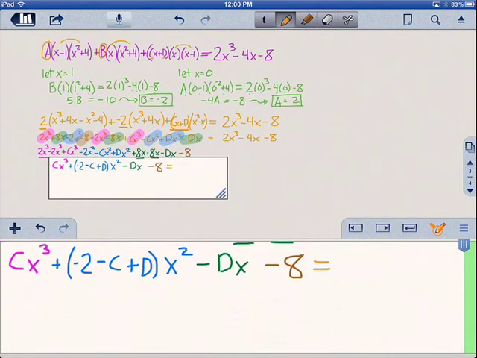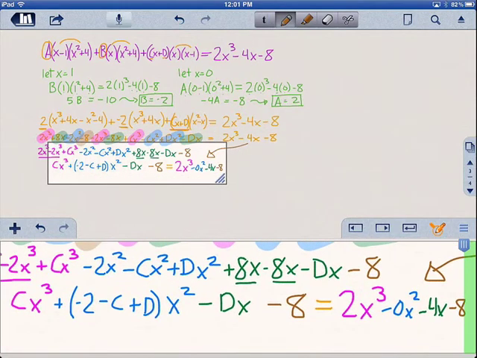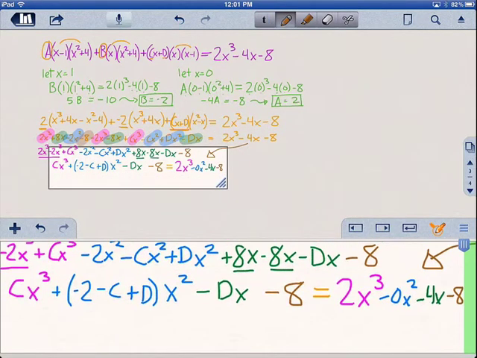And now notice that all of this still equals 2x cubed minus 0x squared minus 4x minus 8. Okay, so I just took this right side of the equation and I gave it the colors with the same powers of x. And so now by making the comparisons of the coefficients, I can tell that c is going to equal 2. And negative 2 minus c plus d is going to equal 0.